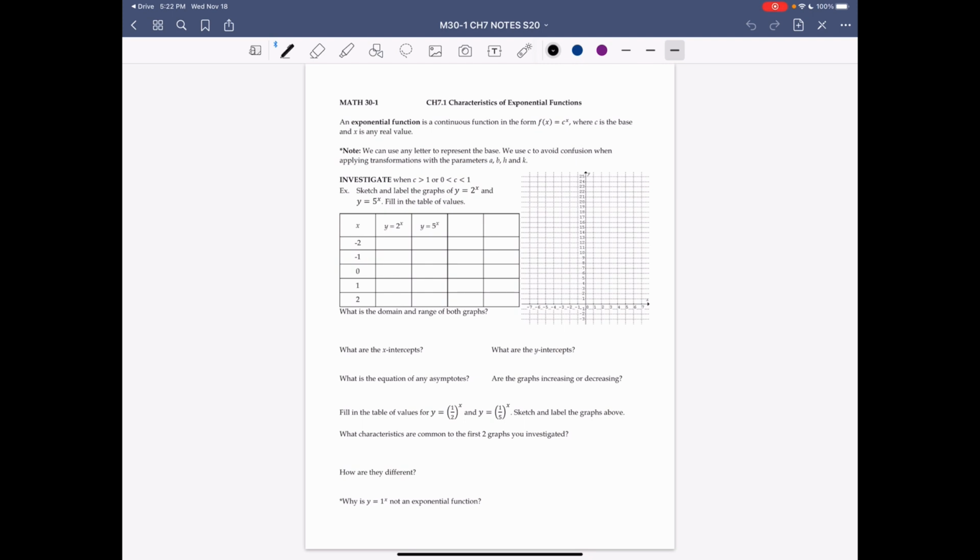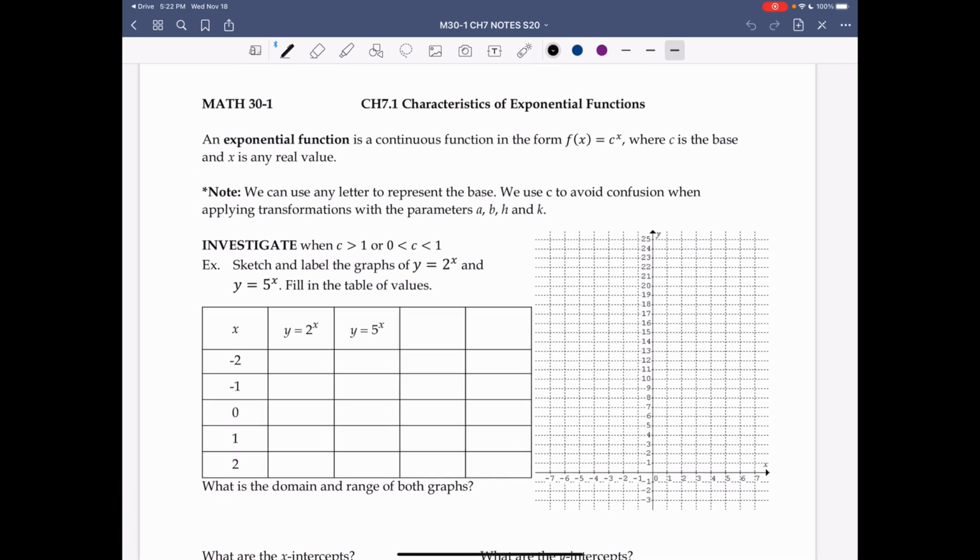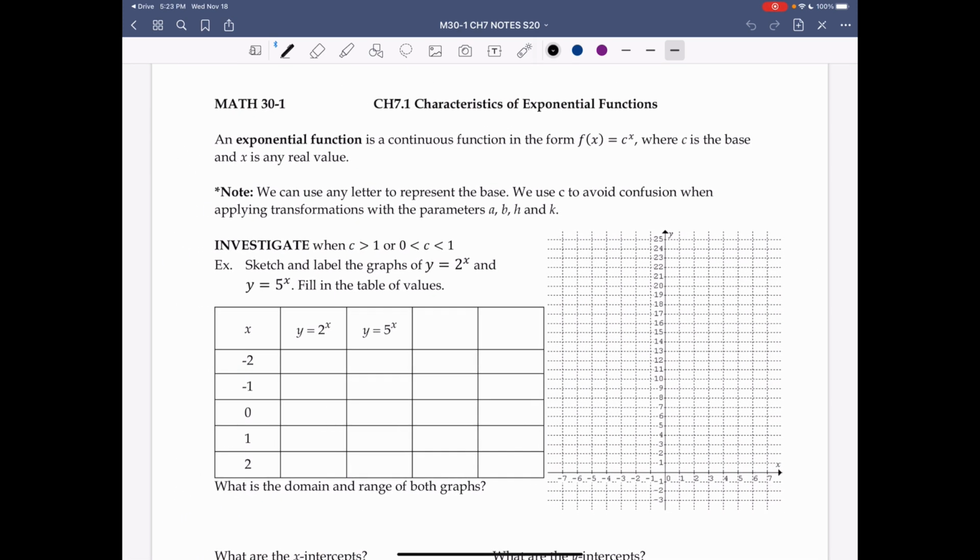Chapter 7.1 Characteristics of Exponential Functions. An exponential function is a continuous function in the form f of x equals c to the power of x, where c is the base and x is any real value. So we have our variable in the exponent for exponential functions. Note, we can use any letter to represent the base. We use c to avoid confusion when applying transformations with the parameters a, b, h, and k.